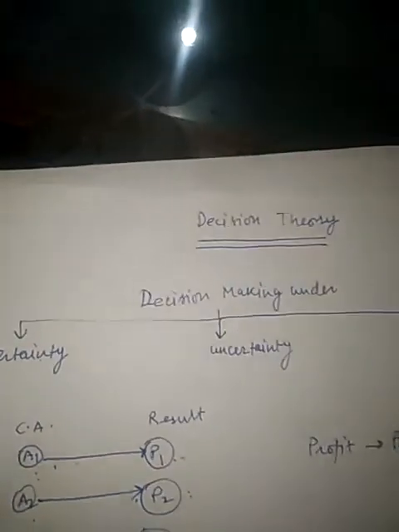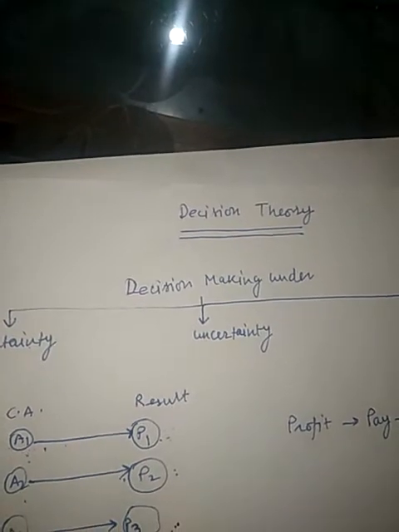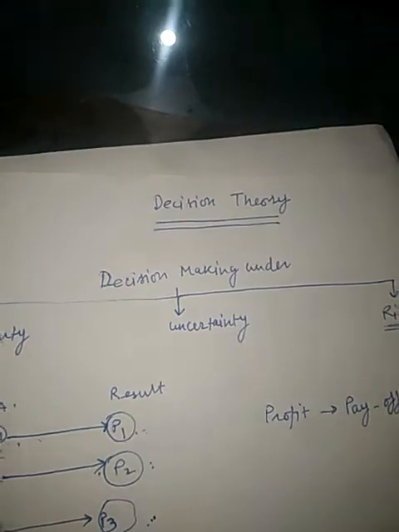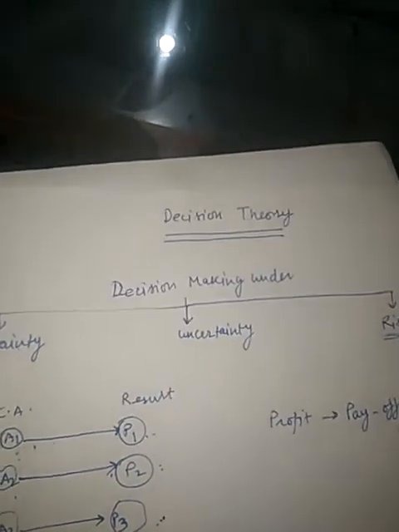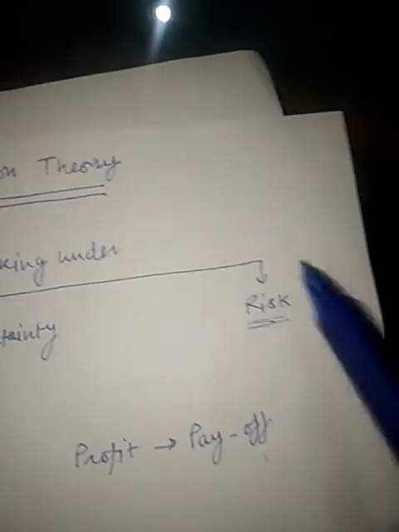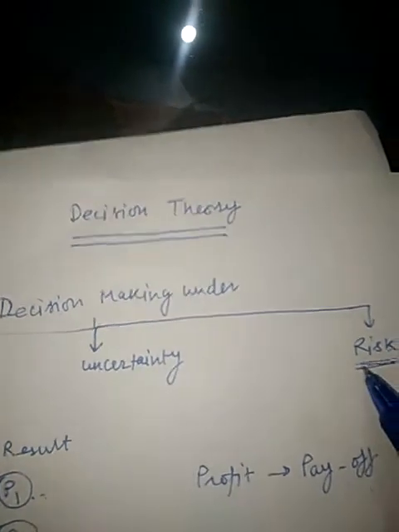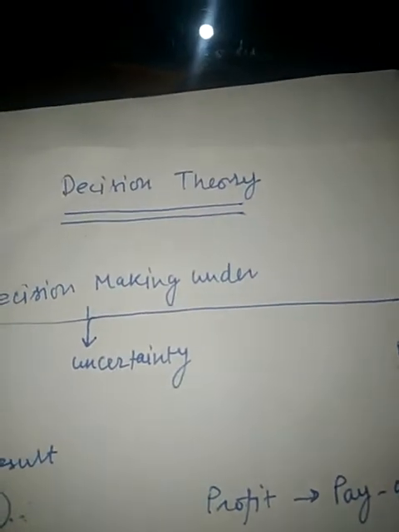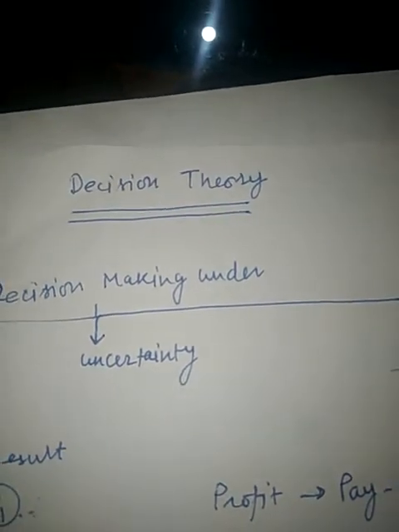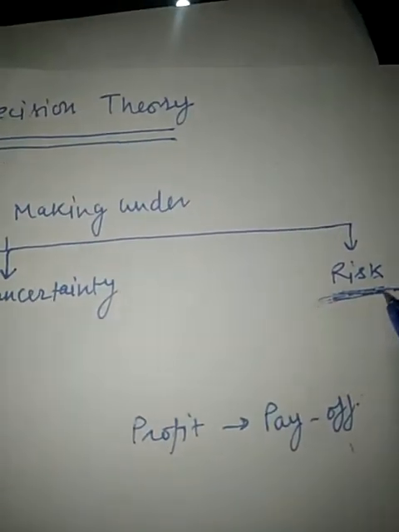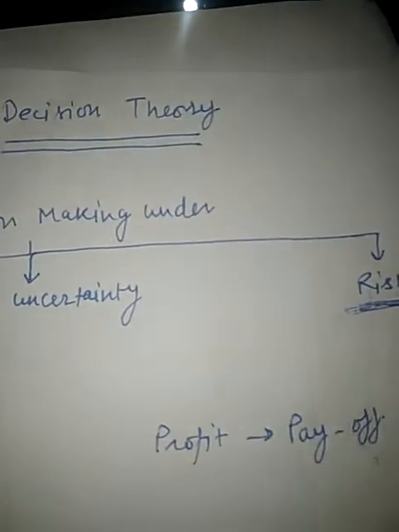Under uncertainty, information availability is very less. You don't know what particular states of nature are going to happen this time. Under risk, your states of nature are known in such a way that you can calculate probability. The probability of occurrence of each state of nature is known to you. Only this is the difference, more information availability in this case.